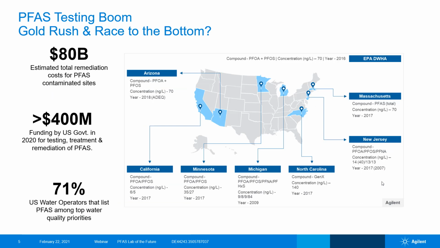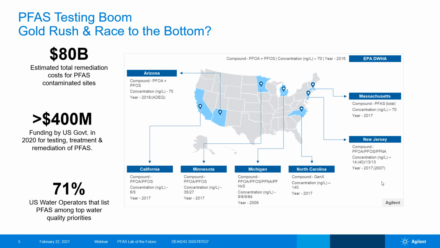When we discuss the PFAS testing boom, I like to call it a gold rush and a race to the bottom. Why do I say that? Because a gold rush, because there's potentially a lot of money that is associated with PFAS testing. For example, an estimated PFAS total remediation costs exceed 80 billion US dollars. We've seen more than 400 million in US dollars appropriated by the US government for PFAS testing, treatment, and remediation just in 2020. And when I talk about race to the bottom, we're really talking about different regulations.